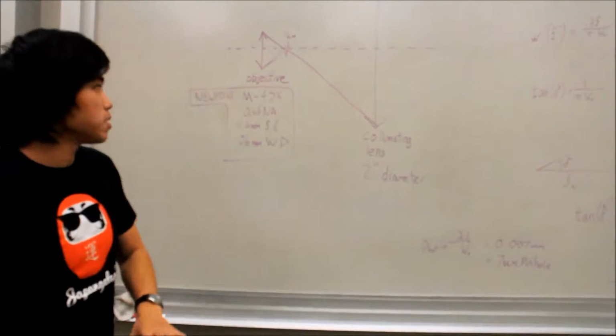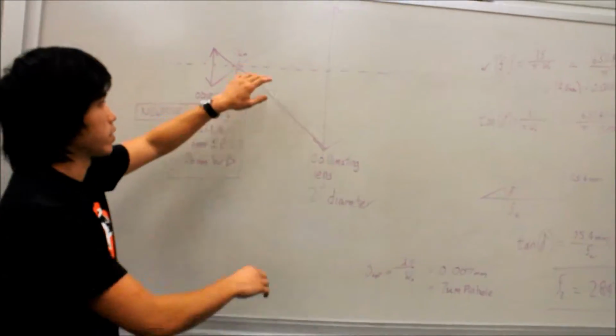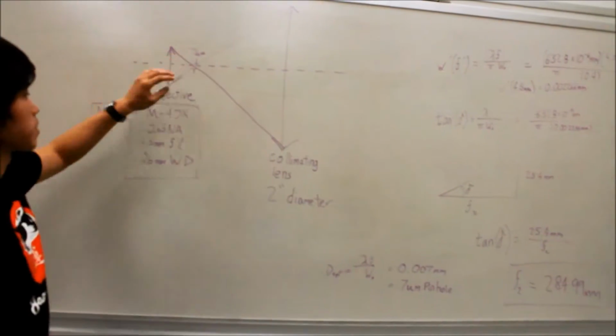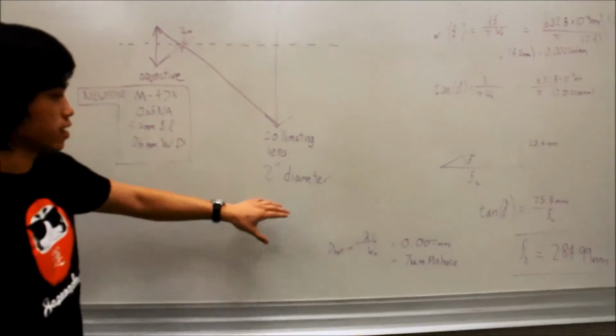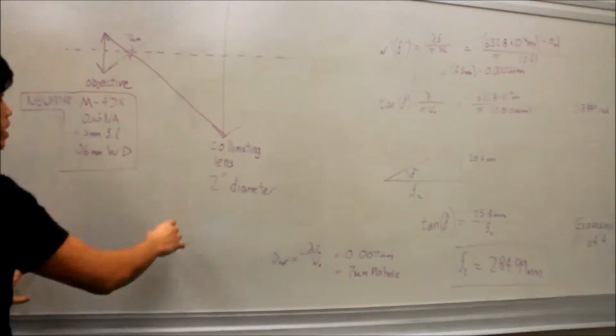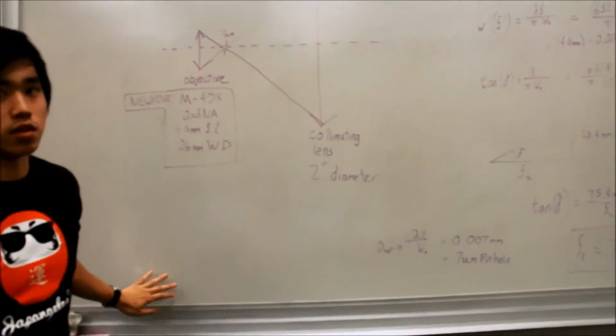For the ideal Keplerian beam expander, we'd use a Newport M40X, which has a numerical aperture of 0.65, which will allow us to fill the 2-inch diameter collimating lens. We have a 7-micron pinhole and a collimating lens with a focal length of 285 millimeters. However, we didn't have this lens and we had trouble with the working distance of this objective, bumping the pinhole before we were able to get a clean beam with the spatial filter.